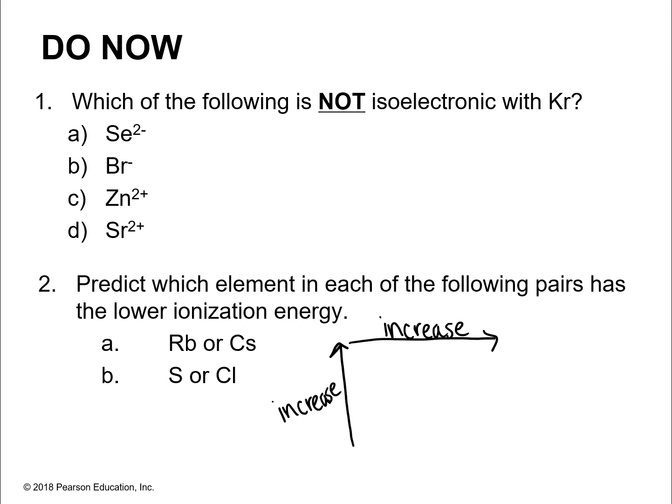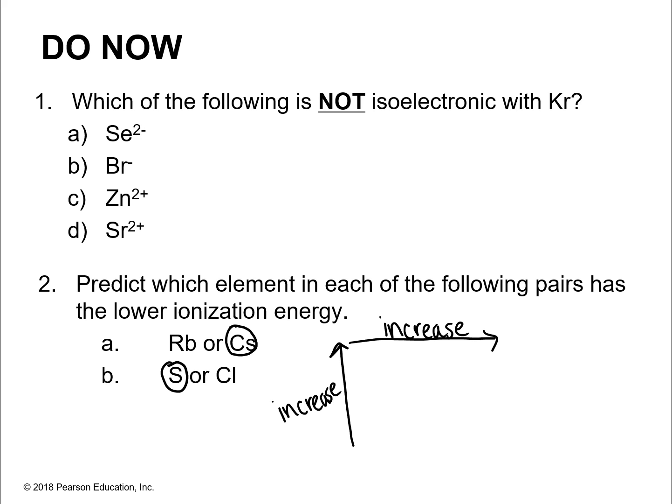Cesium is below rubidium, so it is going to have a lower ionization energy. And sulfur comes before chlorine in the period, so it is going to have the lower ionization energy. So just wanted to give a little practice there.